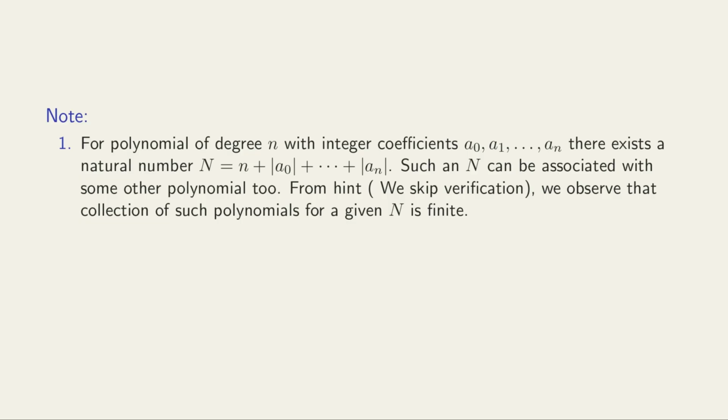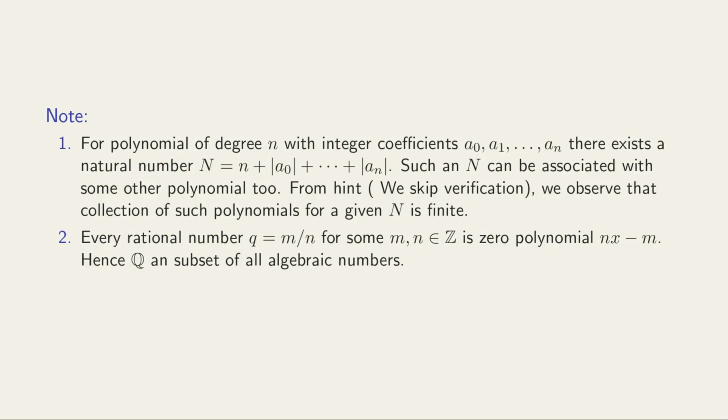For a polynomial of degree n with integer coefficients a sub 0, a sub 1, ..., a sub n, there exists a natural number N equals n plus the absolute value of a sub 0 plus ... plus the absolute value of a sub n. Such a number N can also be associated with some other polynomial. From the hint, we skip the verification. We observe that the collection of such polynomials for a given N is finite.